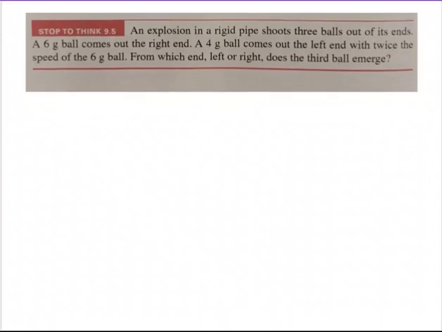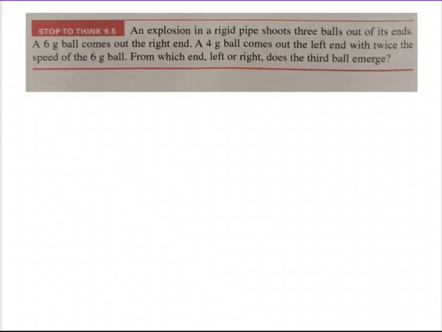This one, we're almost done. An explosion in a rigid pipe shoots 3 balls out of its ends. So this is an explosion inside of a pipe, with 3 balls shot out of the ends. A 6-gram ball comes out of the right end. A 4-gram ball comes out of the left end with twice the speed of the 6-gram ball. From which end, left or right, does the 3rd ball emerge? Think about it.